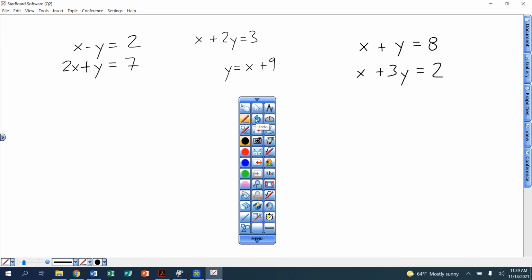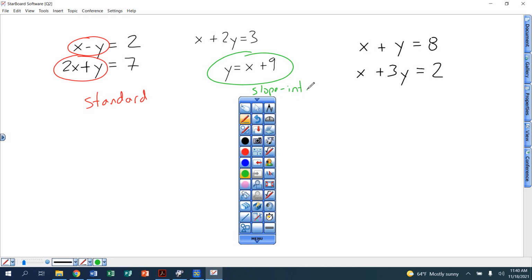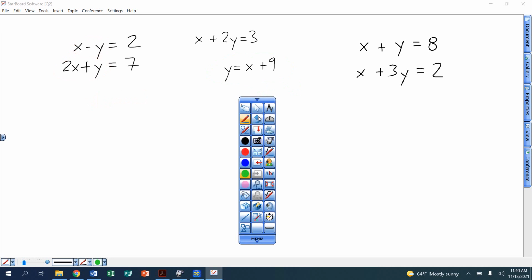For this elimination method, I want to get X and Y all on one side. That's called standard form. Different than slope-intercept form when Y is all by itself. Slope-intercept form is used for graphing. Standard form is used for this elimination method. So once they're stacked up where the X's and Y's are lined up, I'm going to just combine those together and look for one of my variables to eliminate.